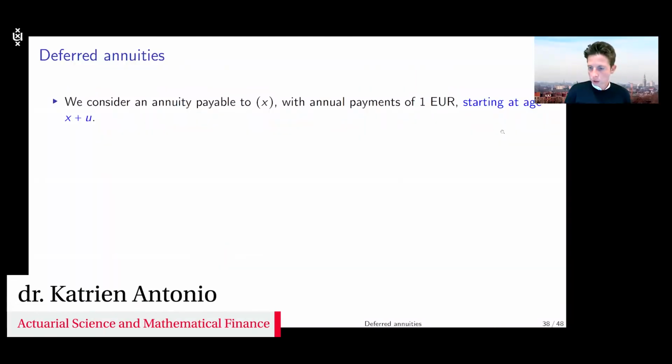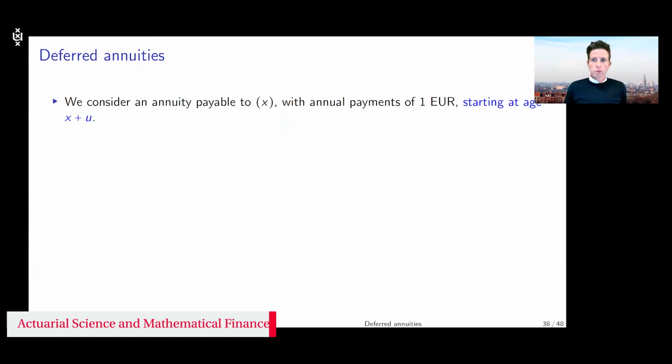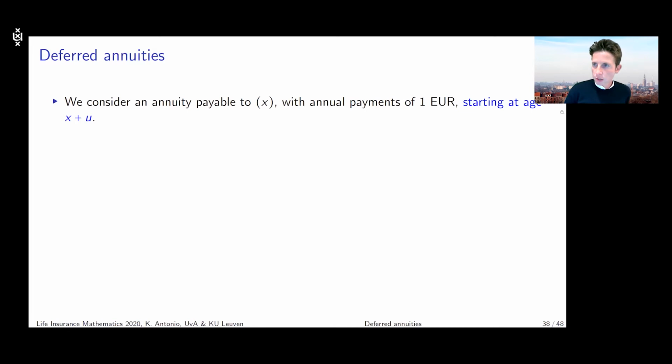I want to conclude with saying a few words about deferred annuities. So what we're going to do now is we consider an annuity that is payable to policyholder age X. We've got annual payments of €1 starting at age X plus U, right? So there is no payment guaranteed. There is no payment before age X plus U in this product. So what can we do then?